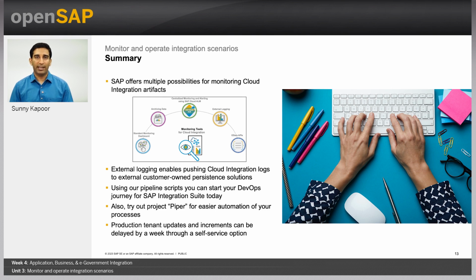To embrace a DevOps approach with SAP Integration Suite, you can leverage pipeline scripts or explore Project Piper to kickstart your automation journey. Additionally, if you need more control over your production updates, you have the flexibility to delay them by a week through a convenient self-service option. And that concludes this session, empowering you with valuable insights on how you can effectively monitor and operate your integration scenarios.